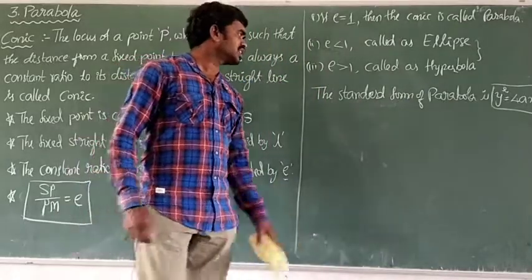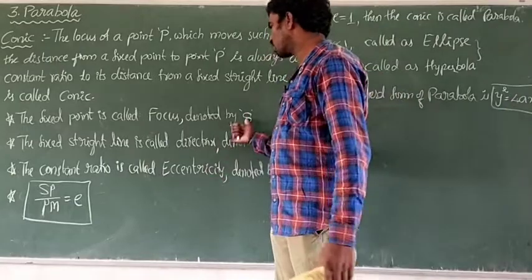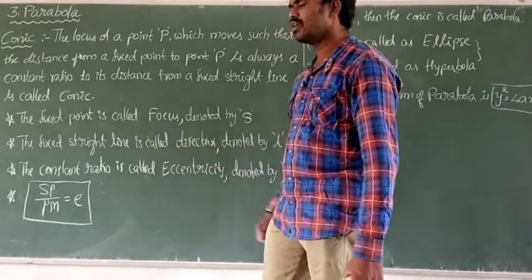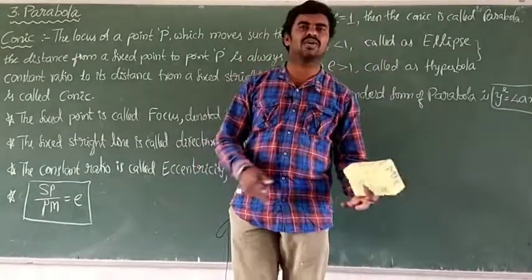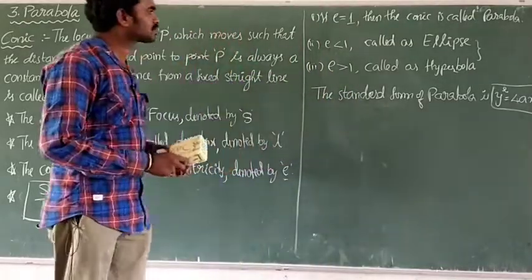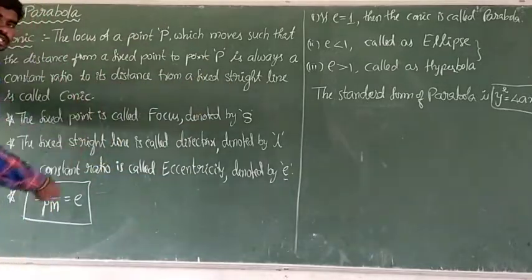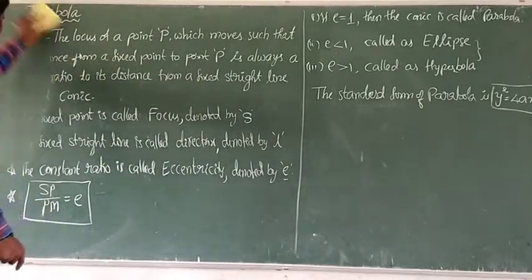In this parabola equation y square equal to 4ax, what is the focus, what is the directrix line, what is the eccentricity, and what other points are there, let us know. Up to here clear?